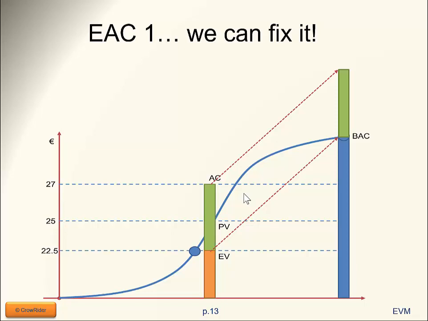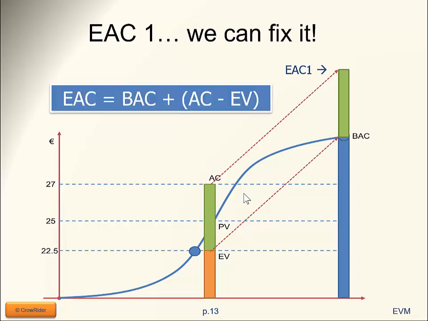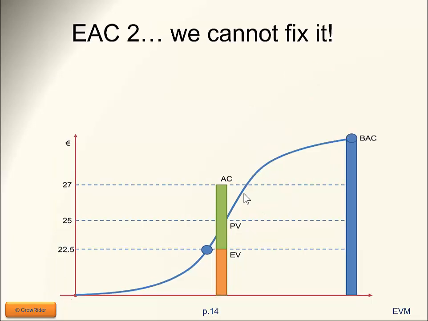So very simple. I take my original budget at completion and add to it the difference between what I've really spent, actual cost, minus what I had planned to spend, the earned value. So that's the first formula that you need to remember for the earned value. Budget at completion plus the difference between the actual cost and the earned value. Very, very simple.